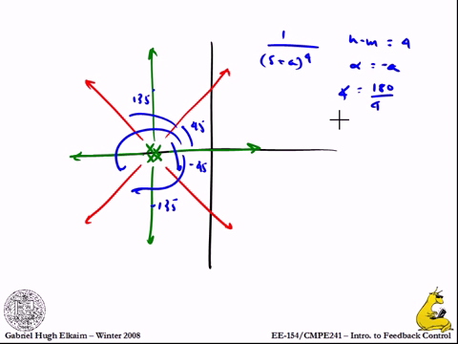Okay, so now we've got one last one. This one is rule number 4, and this is the angle of departure or arrival. You can do both of them the same way.